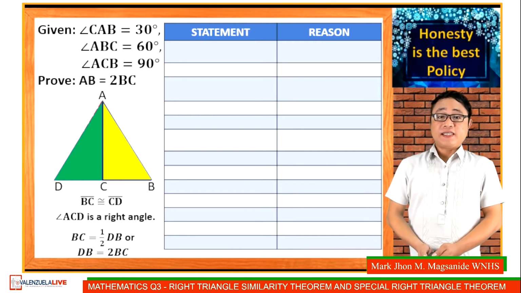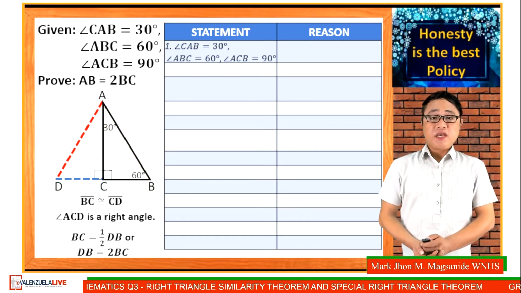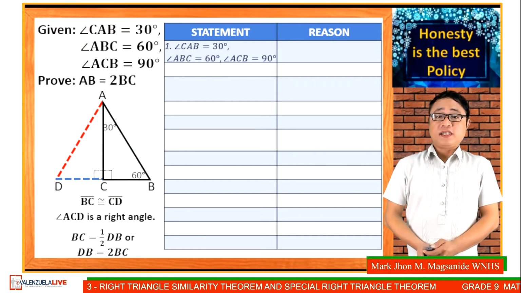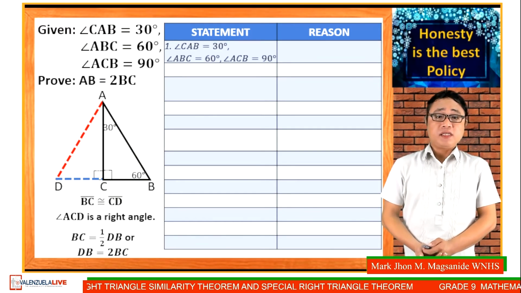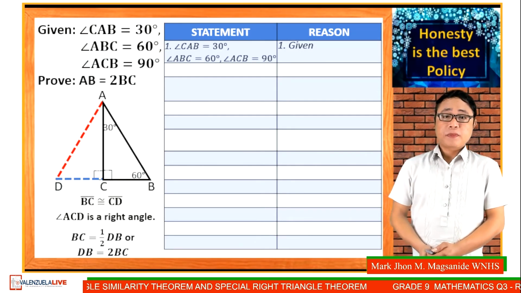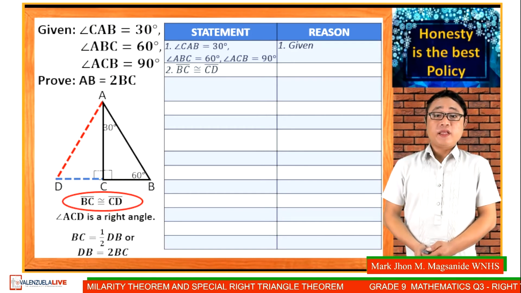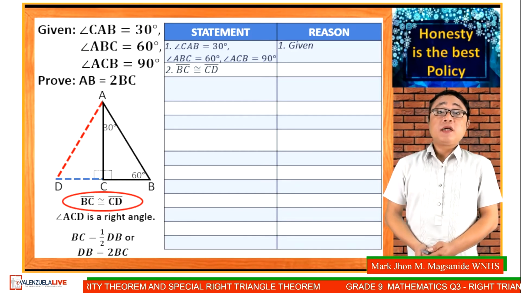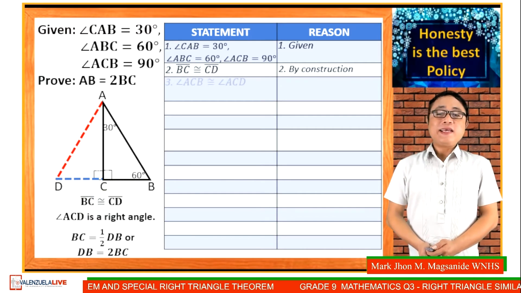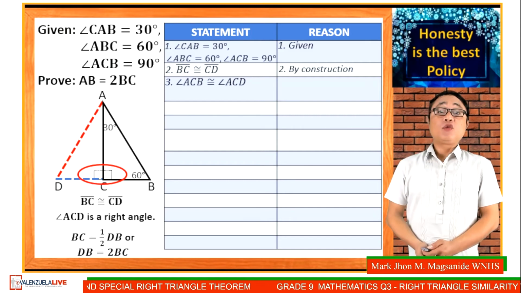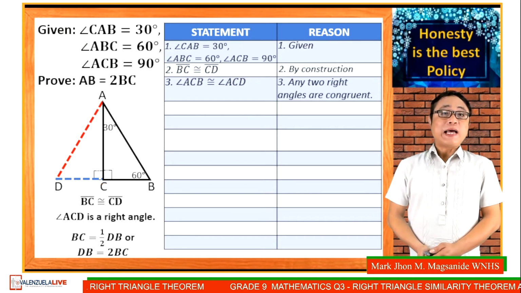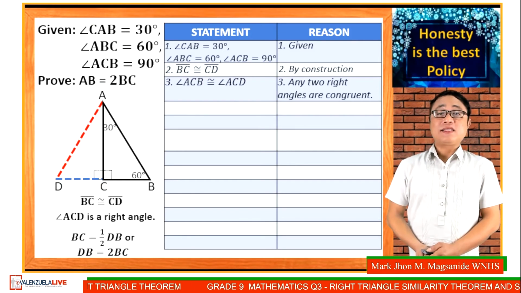For the first statement, angle CAB is equal to 30 degrees. Angle ABC is equal to 60 degrees, and angle ACB is equal to 90 degrees. The reason is given. BC is congruent to CD. The reason is by construction. Angle ACB is congruent to angle ACD. Why? They are both right angles, and any two right angles are congruent.